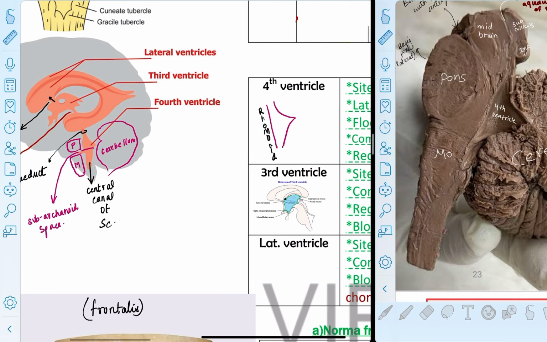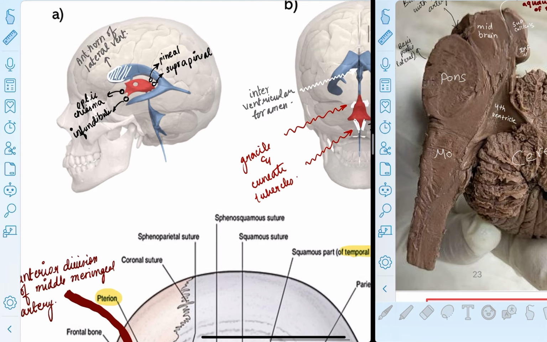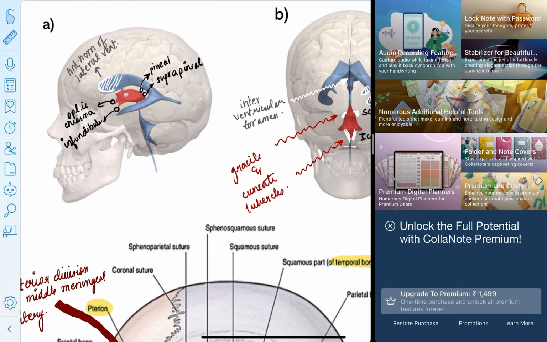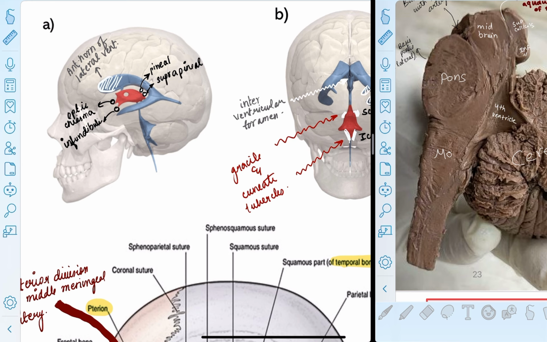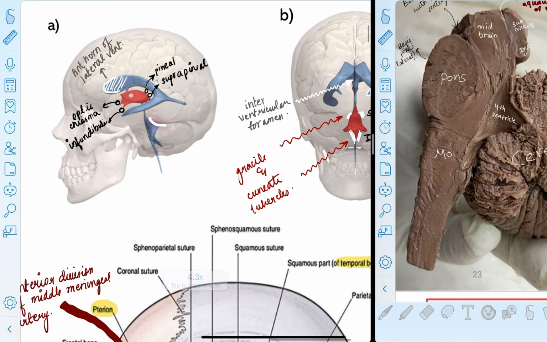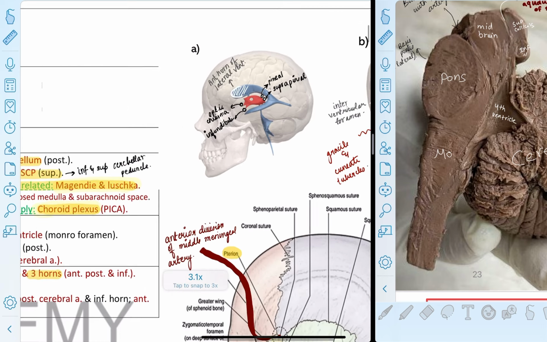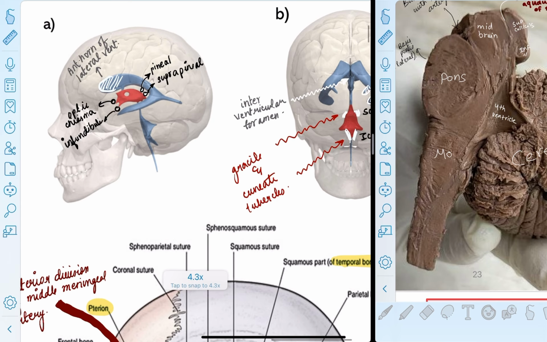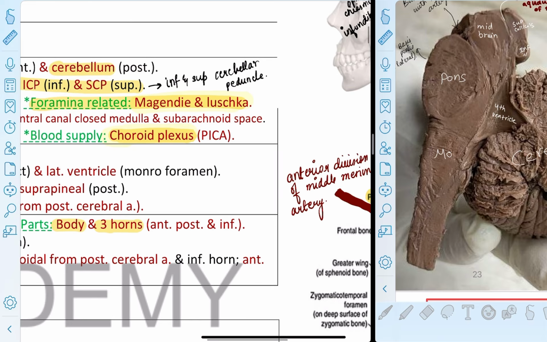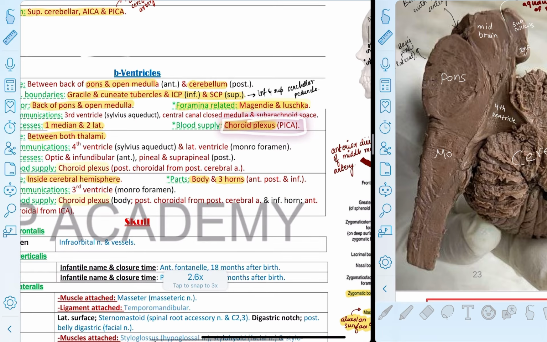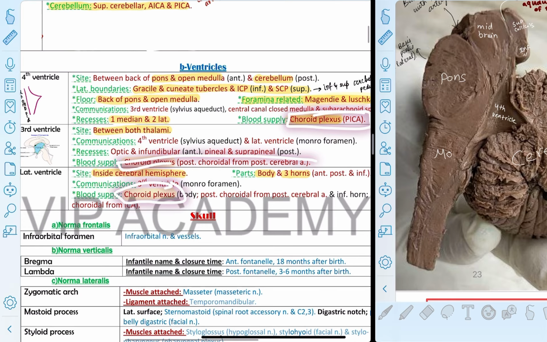Recesses: one median and two lateral. A recess is just like a protrusion, a protrusion that arises from the structure. So if they ask how many recesses the fourth ventricle has, it has 3. You can easily see here, one median and two lateral. Then blood supply, we all know this is very common. Choroid plexus, choroid plexus, choroid plexus. Blood supply is the same for all the ventricles, which is the choroid plexus.